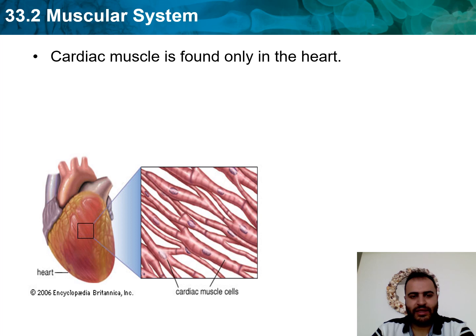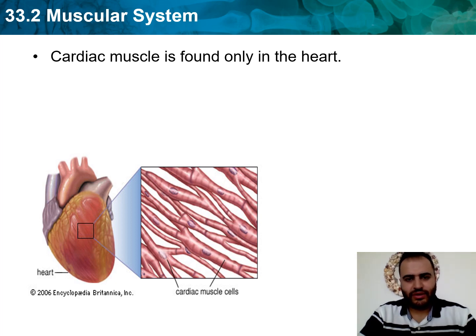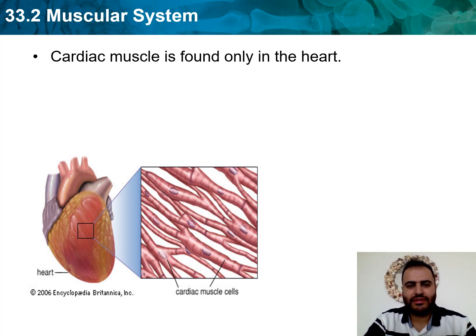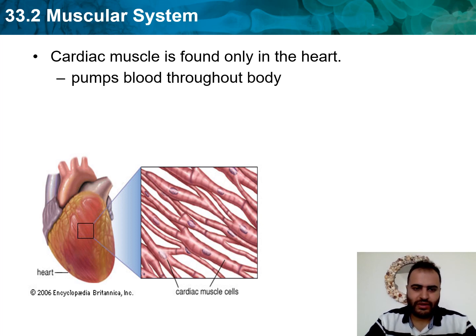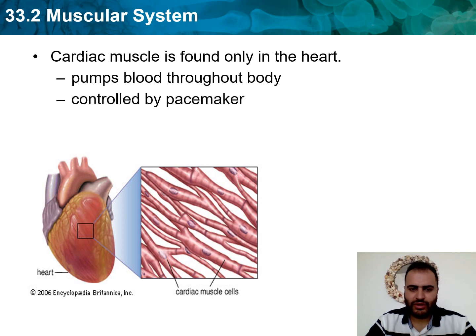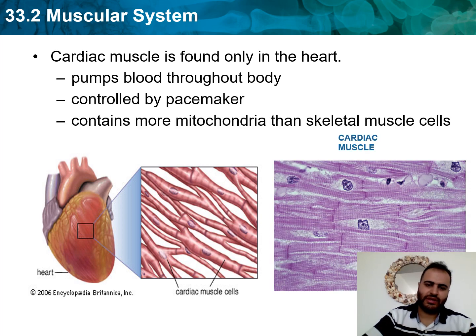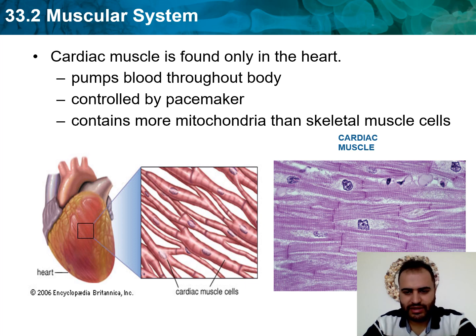Cardiac muscles. Cardiac muscle is found only in the heart. This specialized type of muscle can be found only in the heart, and you have to expect that these muscles have the highest amount of mitochondria. Why? It's very obvious. Your heart keeps on working all your lifetime. It doesn't stop at all. So it needs a huge amount of energy 24 hours all the time. It pumps blood throughout the body. It is controlled by pacemaker and contains more mitochondria than skeletal muscles and smooth muscles as well.